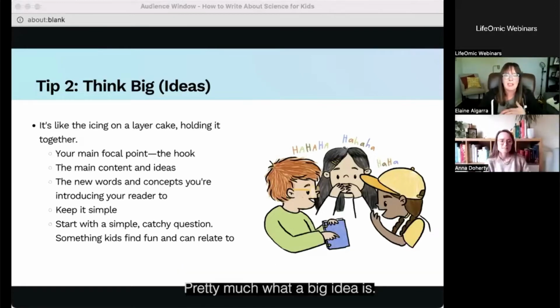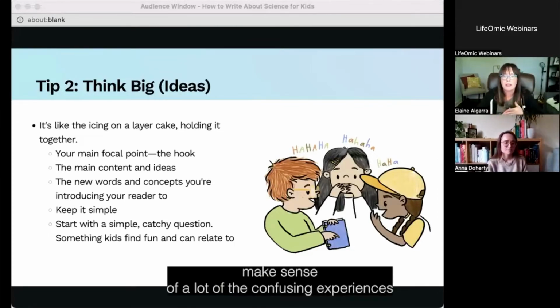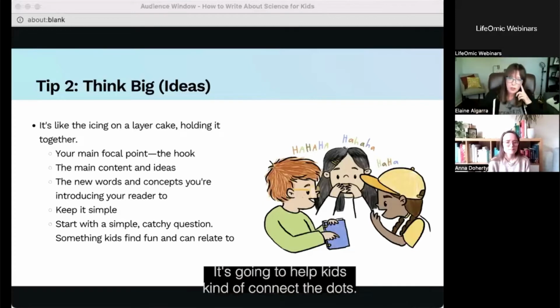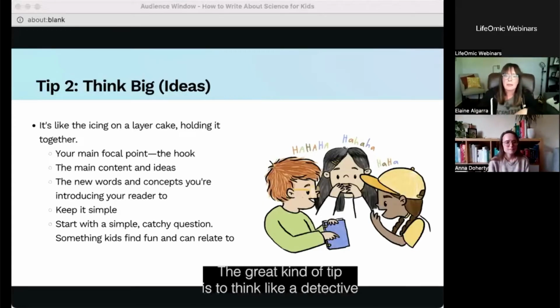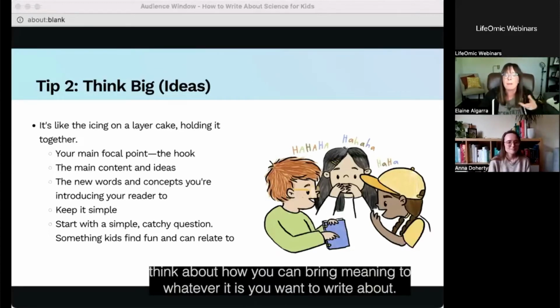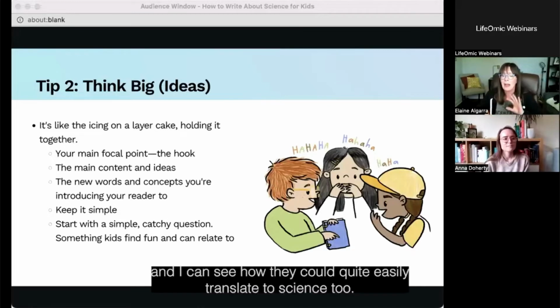Pretty much, a big idea is a way of seeing, a way of connecting. It helps us make sense of a lot of the confusing experiences and isolated facts, and kids have a lot of confusing experiences. It's going to help kids connect the dots. A great tip is to think like a detective. Think about how you can bring meaning to whatever it is you want to write about. I would use big ideas a lot in my art teaching, and I can see how they could quite easily translate to science too.